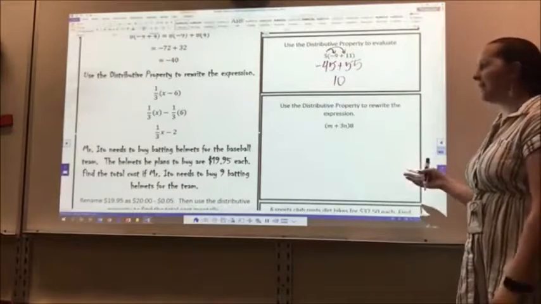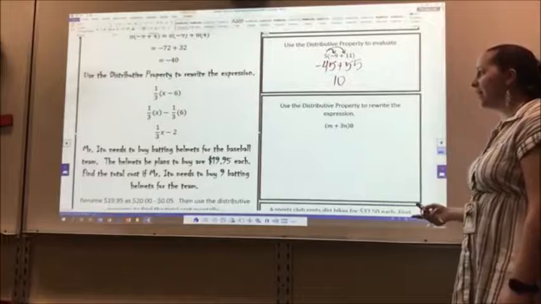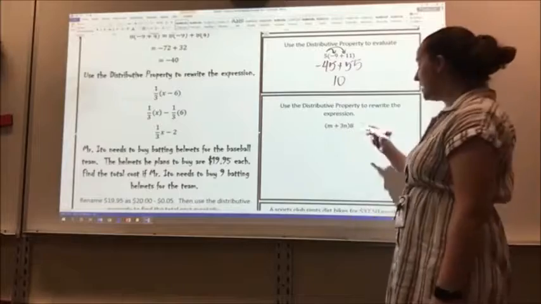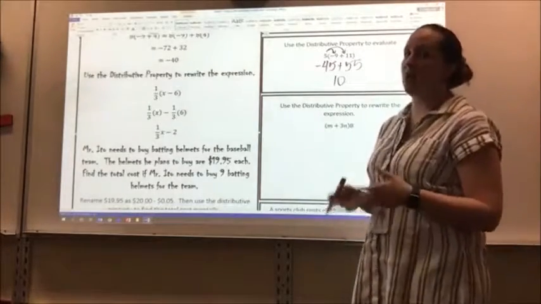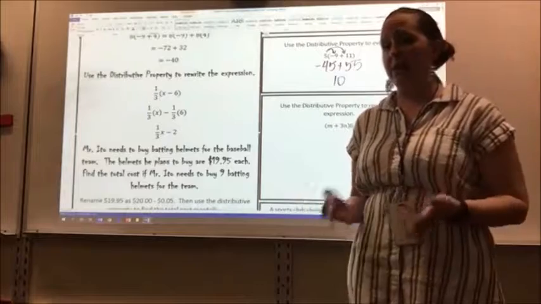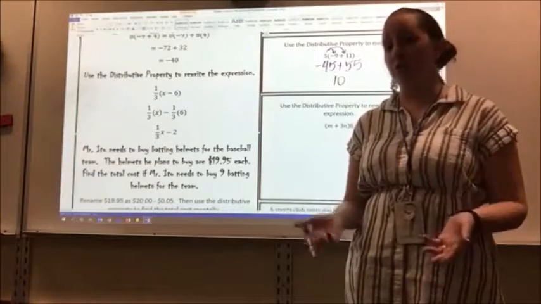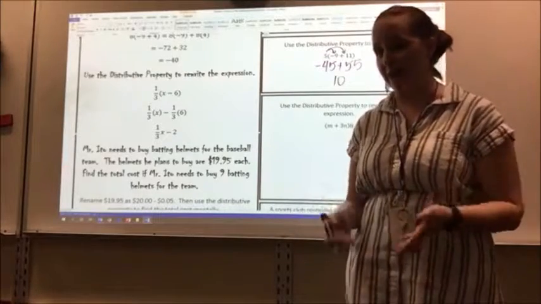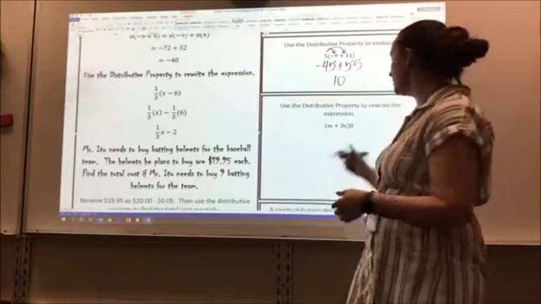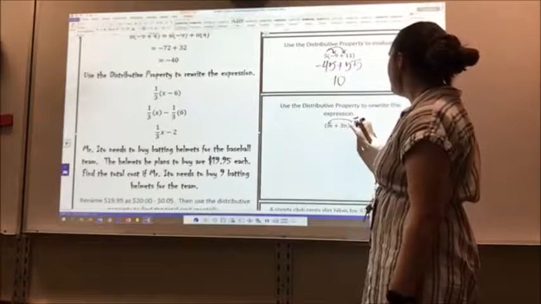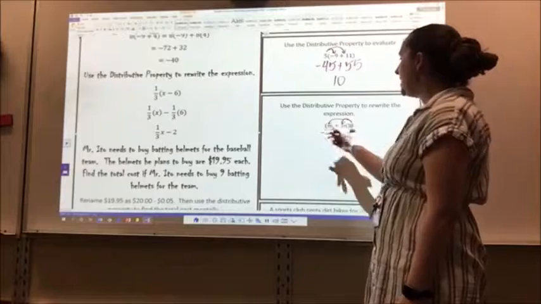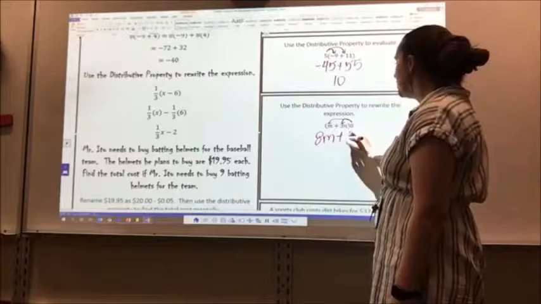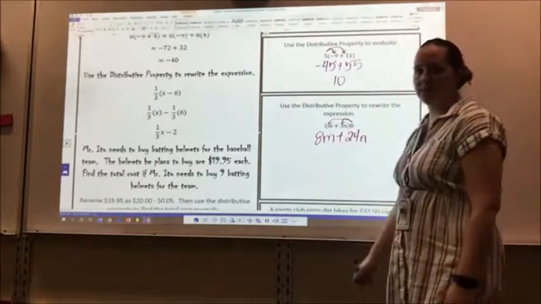My second problem asks me to use the distributive property to rewrite the expression. I have the quantity m plus 3n times 8. It doesn't matter which side your whole number is on, or whatever is outside the parentheses. It just matters that you distribute whatever is on the outside of the parentheses and multiply by each term inside your parentheses. So I multiply 8 times m and 8 times 3n. 8 times m is 8m. 8 times 3 is 24, and the n tags along.